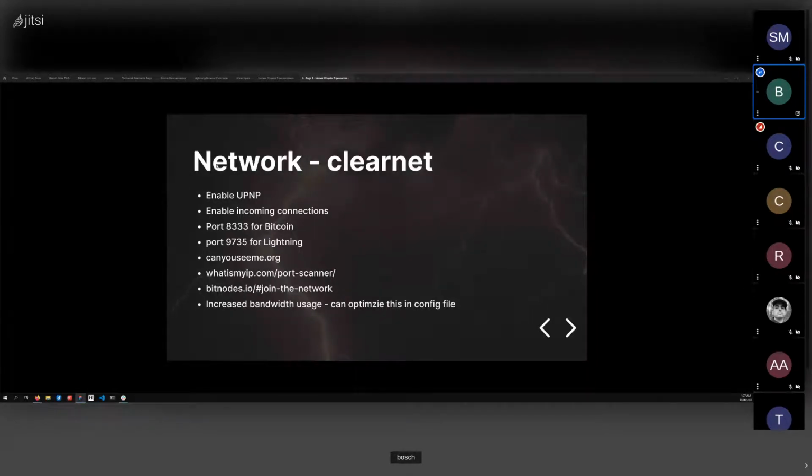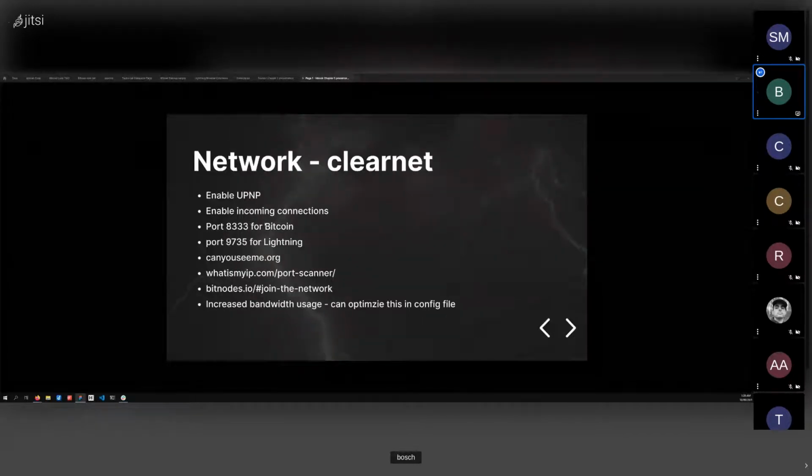Some modern routers have a protocol called UPnP, which makes your network accept inbound connections pretty much automatically, without having to configure ports and set DHCP settings and stuff like that. So if you go into your router and you have that, just turn it on, and you should be able to have your Lightning Network and Bitcoin node working straight away.